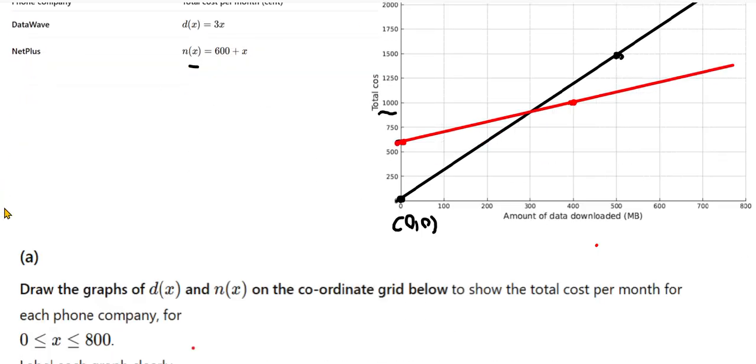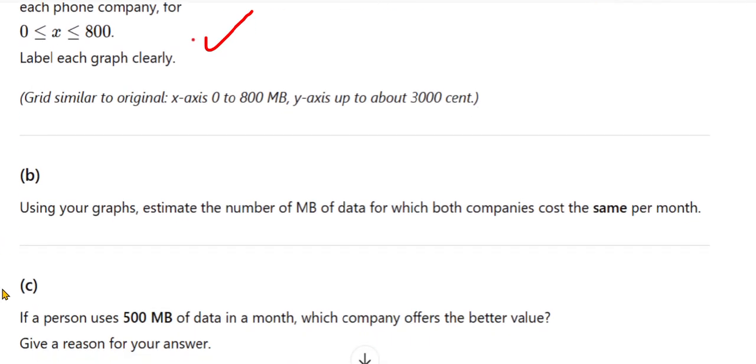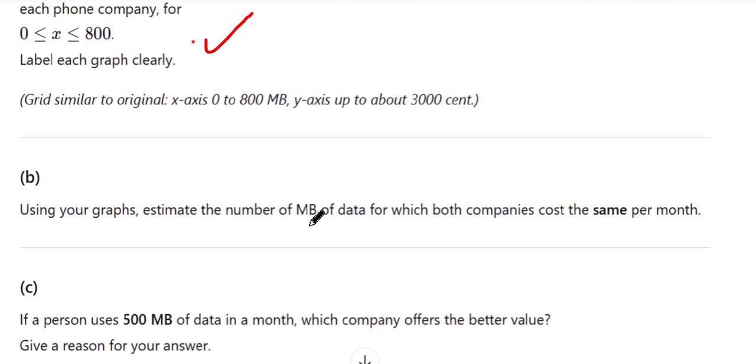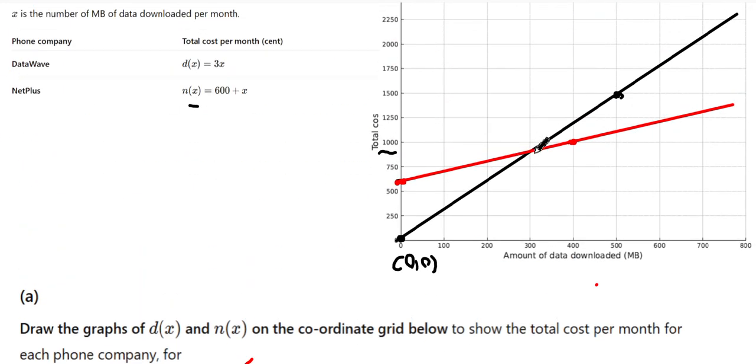So the first question you're going to be asked is to draw the total cost for both companies, and we've just done that. The second thing we're going to be asked is, using the graph, estimate the total number of megabytes of data for which both companies cost the same. Well, they both cost the same at about 300 megabytes.